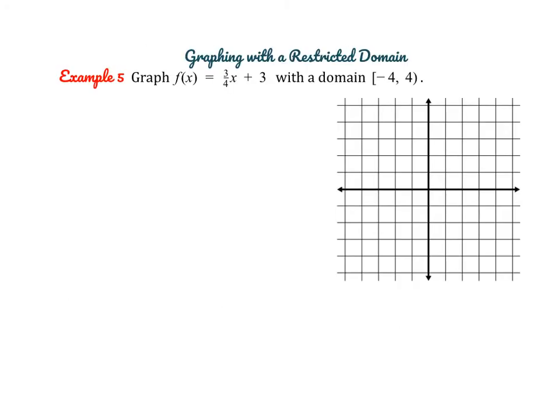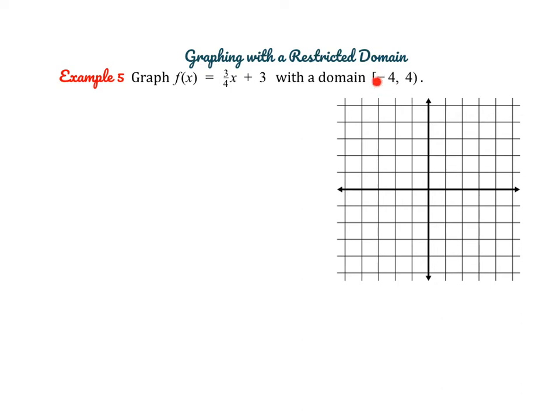All right, so now we're going to see if we can graph a linear function that has a restricted domain. So again, it has a restricted x value. So we're going to be graphing this line, but they only want us to graph the areas between x equals negative 4, including negative 4, and positive 4, not including. So here's how we can go about a problem like this. Since it is a linear equation, we know that it's going to be a straight line.